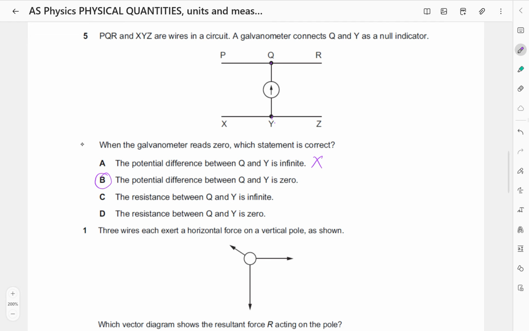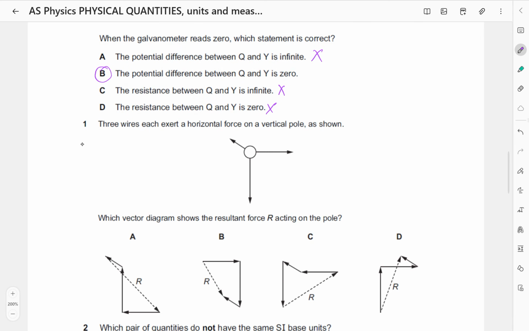And if there is no potential difference there, then the resultant current through the galvanometer is going to be 0, because when there is no difference in potential, current cannot flow. There is no resultant flow of current in any direction. The resistance between Q and Y is infinity. It may not be infinity. The resistance between Q and Y is 0. It may not be 0.